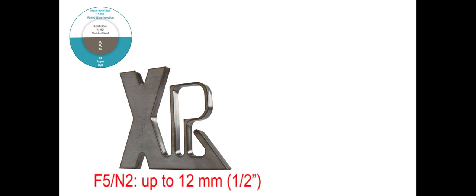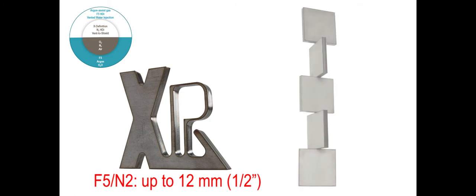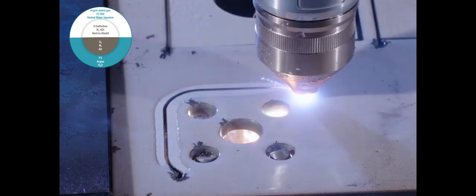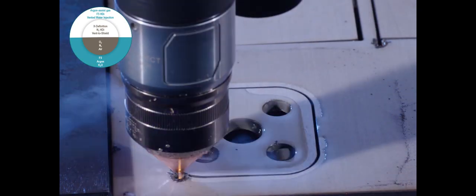Significantly enhanced stainless steel capabilities are delivered with the addition of the F5 HDI process, reducing angularity and delivering more consistent edge color up to 12 mm or 1/2 inch. The vented water injection process also improves cut quality on stainless steel in the range of 10 to 25 mm or 3/8 to 1 inch over the air-air or nitrogen-nitrogen processes.